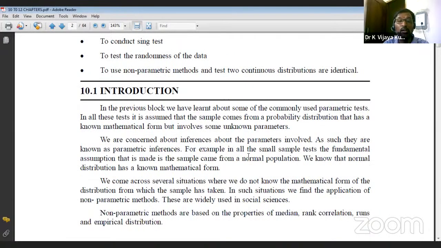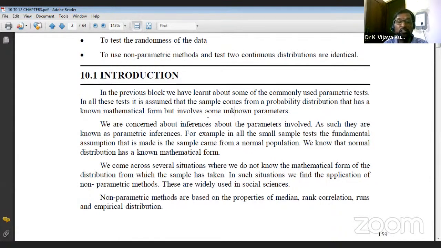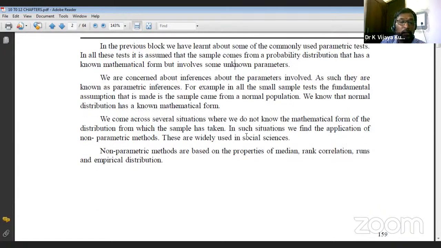In the previous unit, we learned about some commonly used parametric tests. In all these tests, it is assumed that the sample comes from a probability distribution that is known in mathematical form but involves some unknown parameters. We are concerned with inferences about the parameters involved. As such, they are known as parametric inferences. For example, in all small sample tests, the fundamental assumption is that the sample came from a normal population. We know that the normal distribution has a known mathematical form.